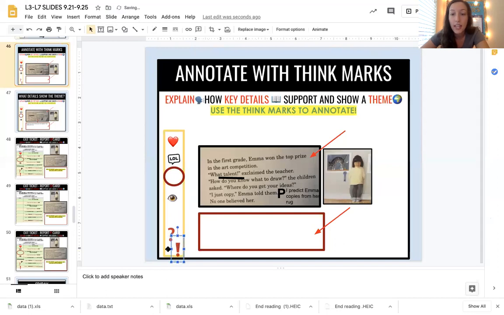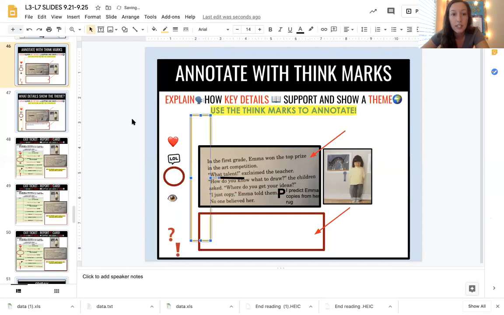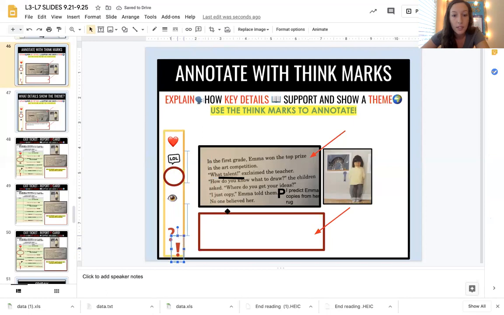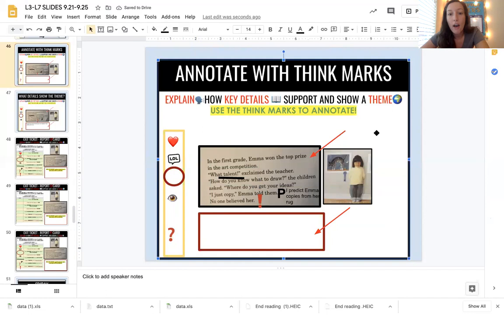So I'm going to click the exclamation mark. It shows up with those blue squares. I'm going to hold it down and drag it right next to the sentence that says no one believed her, because it's surprising that no one believed her. And now that I've finished annotating, there's one more thing I need to do. I need to make a sentence in this box right here. This sentence is going to be very short, and this sentence needs to be what this page is mostly about.